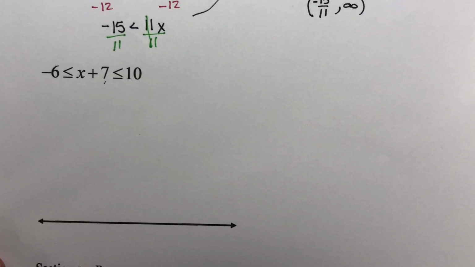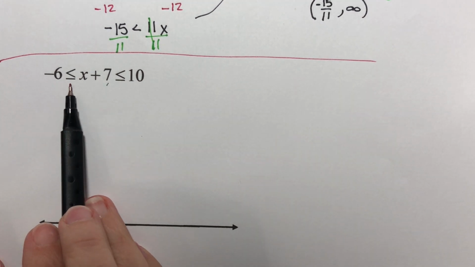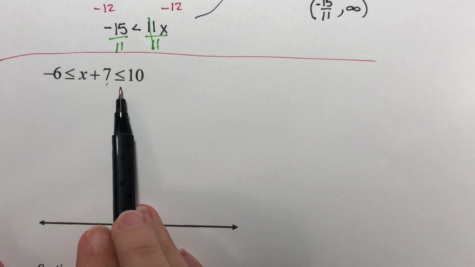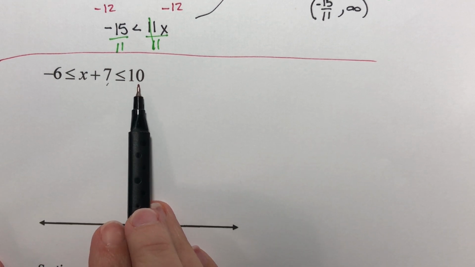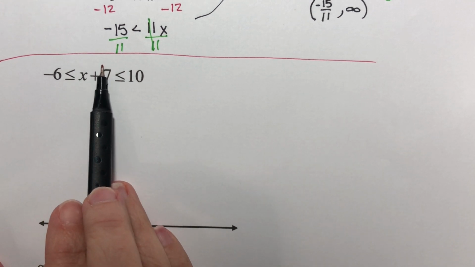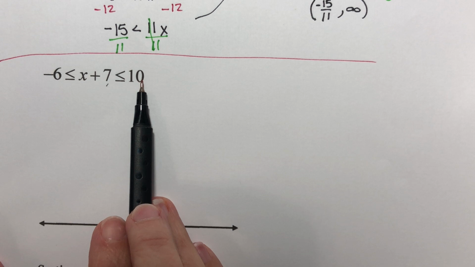This is section 2.7. This is part 6. Okay, so this is something kind of new. We have negative 6 is less than or equal to x plus 7 is less than or equal to 10. This is just saying that we're looking for something that is between negative 6 and positive 10.